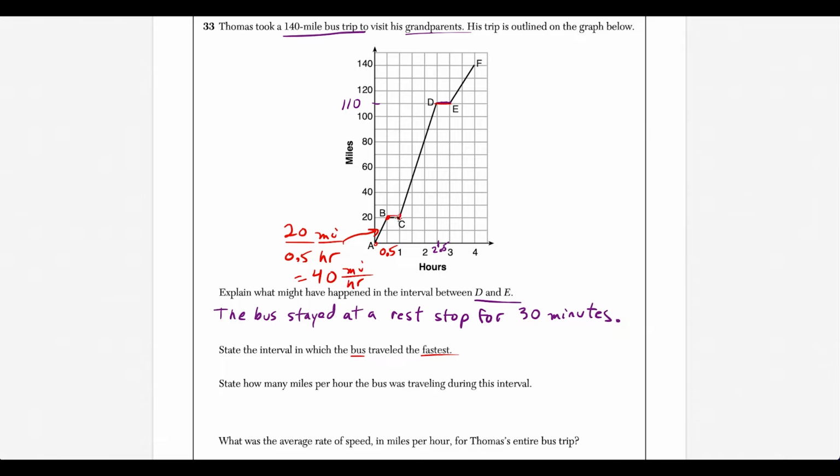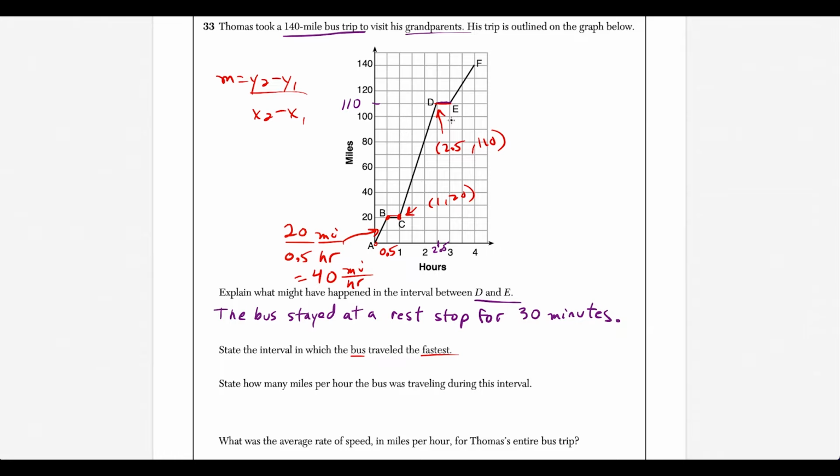Now on the next interval here, what you could do is you could count the rise over run, or you could just find the slope. So notice at point D, this is the point when we're at (2.5, 110). And at point C, we're at the point (1, 20). So if we find the slope between these 2 points, and remember the slope formula is y2 minus y1 over x2 minus x1, you could find the slope with the formula, or you could count the rise over run.